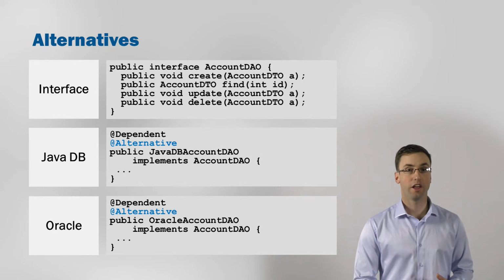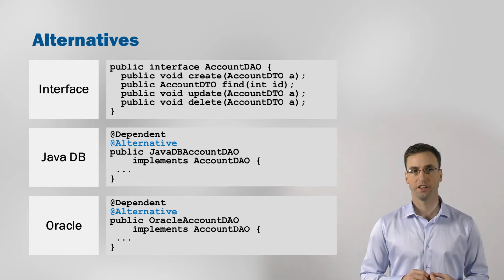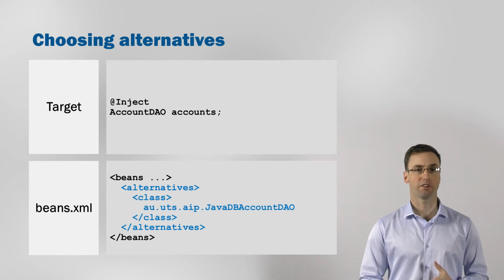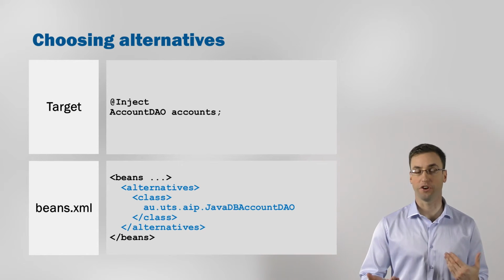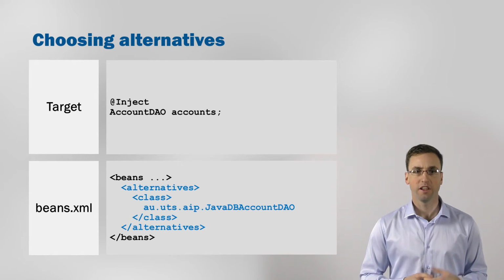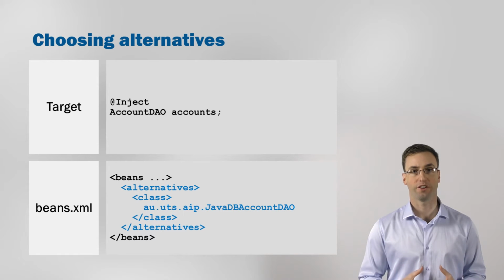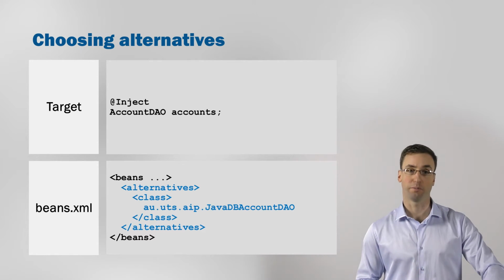Well, with CDI, you can declare those two alternatives using the alternative annotation. Then in your deployment descriptor, you can configure which of those alternatives you'd like to use. So this means that you can choose which implementation to use without having to modify any code. You can make it a simple part of your deployment scripts.